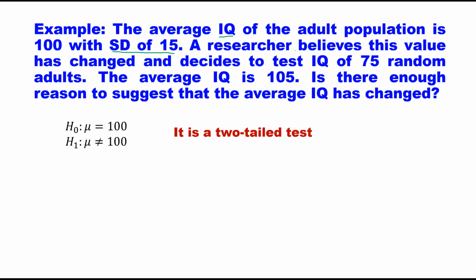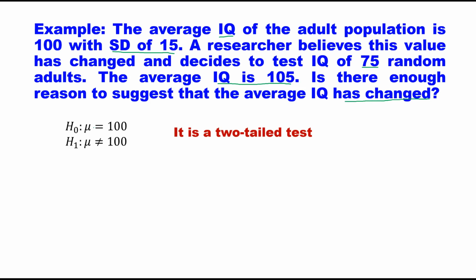A researcher believes this value has changed over time, and he decides to test the IQ of 75 randomly selected adults, and the average IQ is 105. The question is, is there enough reason to believe that the average IQ of adults has changed? Now this statement is important. IQ has changed. So it is a two-tailed test.